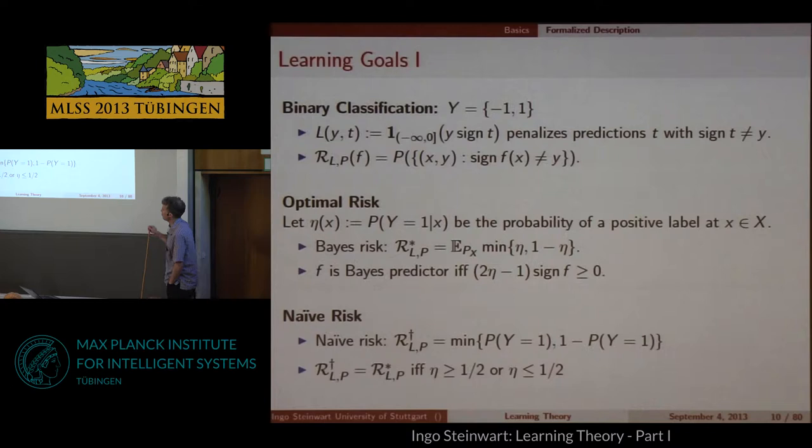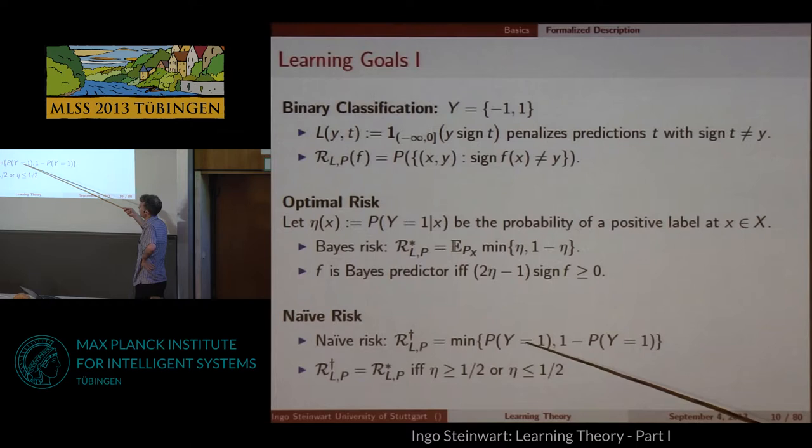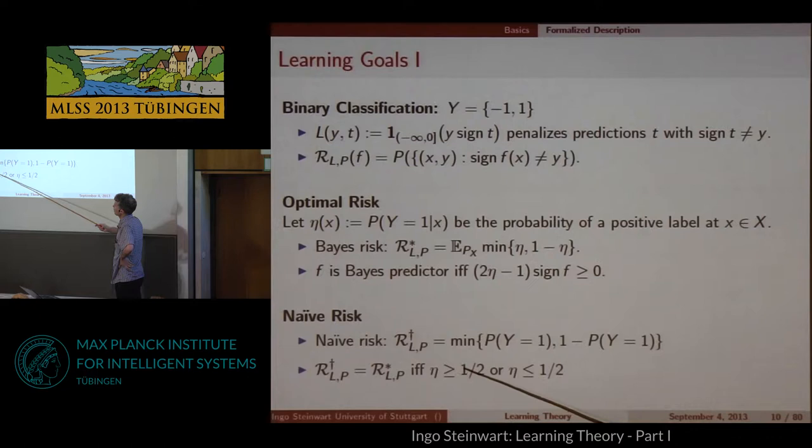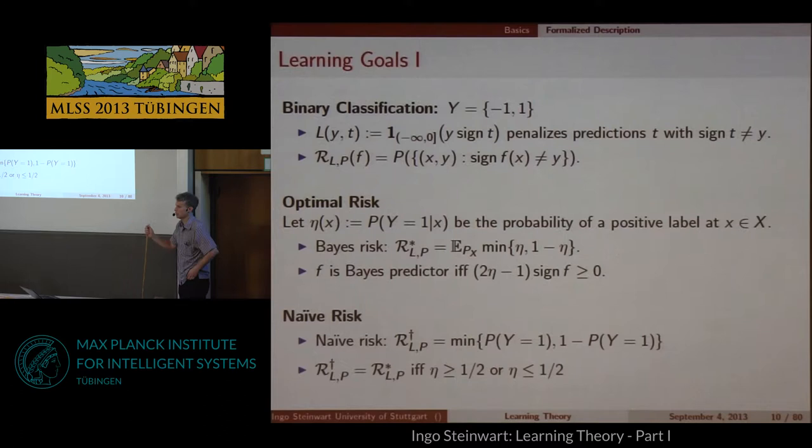Well, the naive risk is basically everything here except that we have to ignore the spatial information in x. So the naive risk is the minimum of having a positive label or a negative label. And what we see then here is that these two quantities coincide if and only if the function eta is either everywhere greater than or equal to 1/2 or the opposite. Whenever we have a situation that, whatever point x we consider, we know that we will see more positive labels than negative ones, we better predict everywhere 1, a positive label. And if we will see everywhere more negative labels than positive labels, of course, we will predict a negative label everywhere.